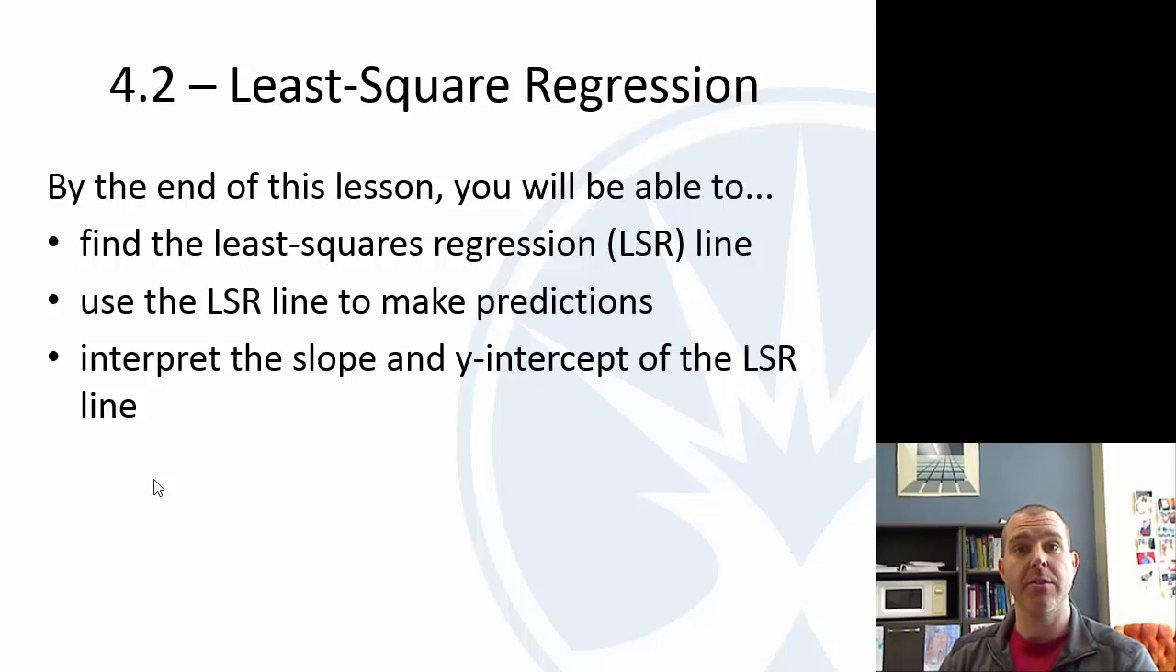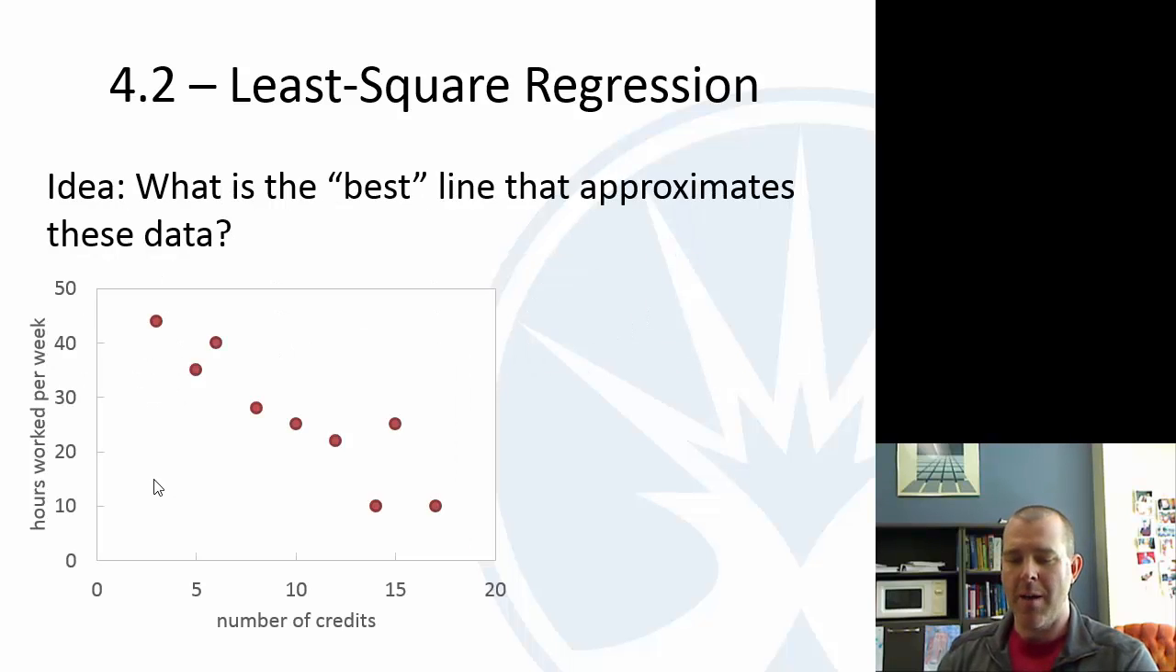Okay, in 4.2, we're actually going to learn how to get an equation for that line that approximates the data. There's a line that goes through those points, or goes through a bunch of them. So we're going to learn how to get an equation for that line. So here's an idea. Let's suppose I have that number of credits and the hours worked per week, and I want to find the best, quote unquote, best line that approximates these data.